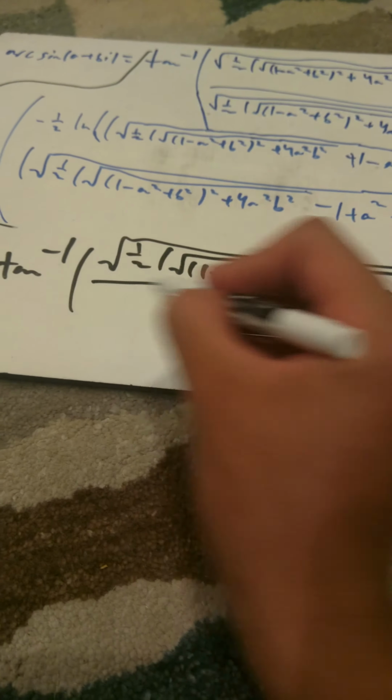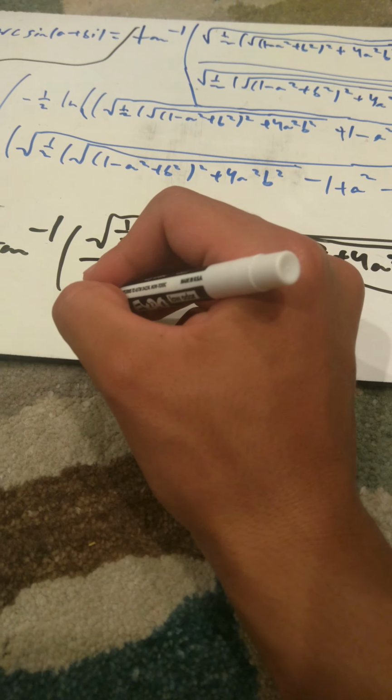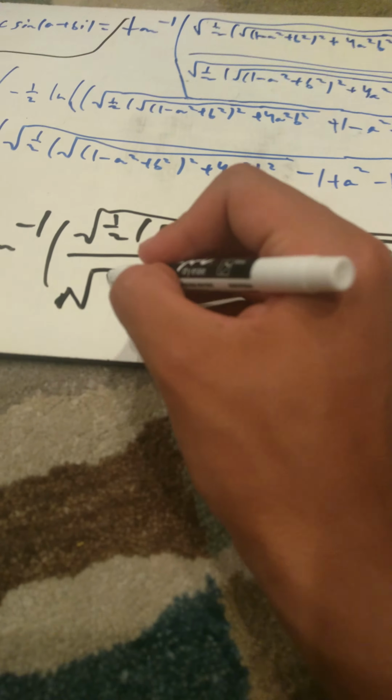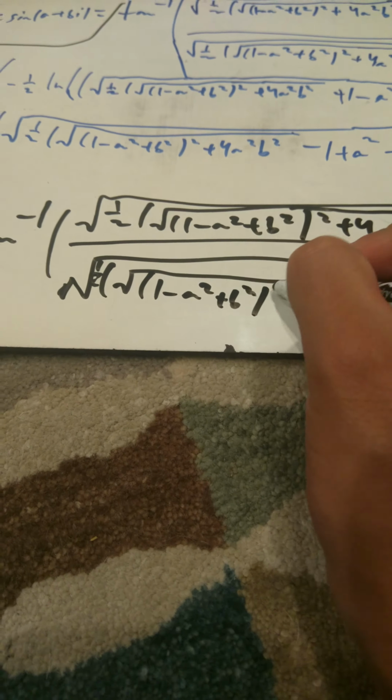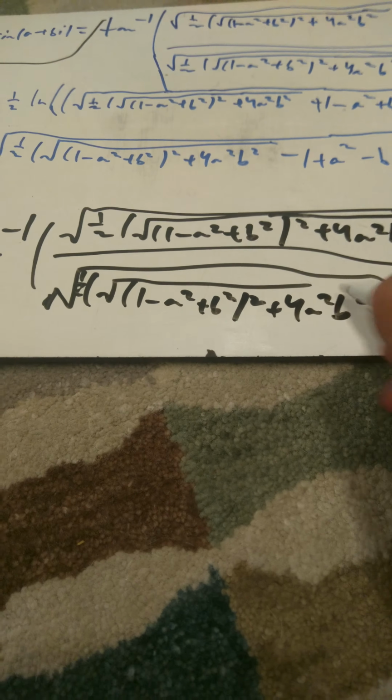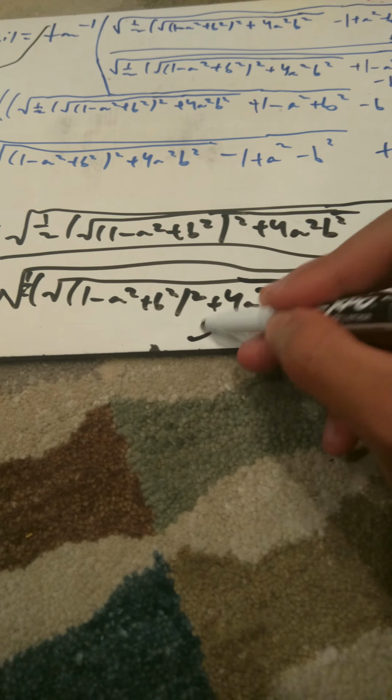And then we have, outside of this, minus 1 plus a squared minus b squared. And then we have, outside of that, plus a. This is like outside. And then this is divided by the square root of 1/2 times the square root of 1 minus a squared plus b squared, all squared, plus 4a squared b squared. And then we have plus 1 minus a squared plus b squared.